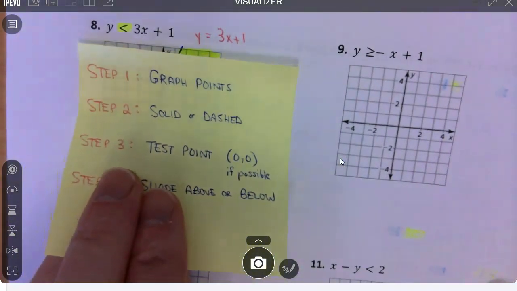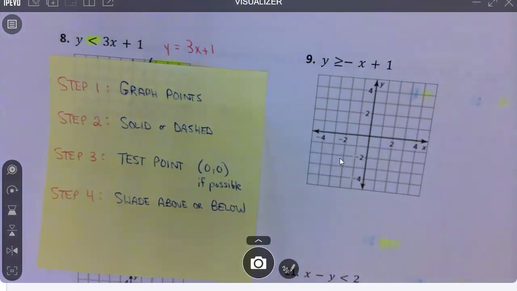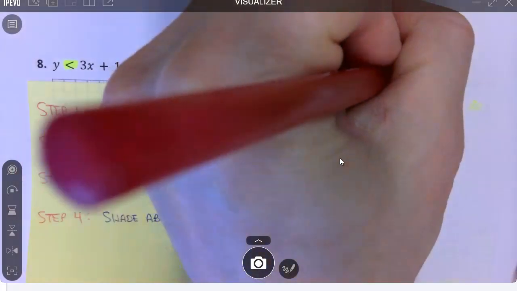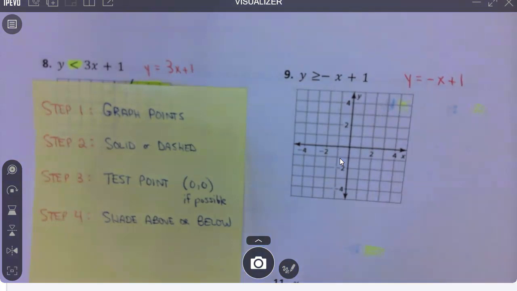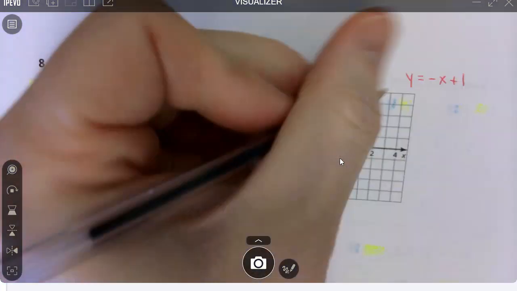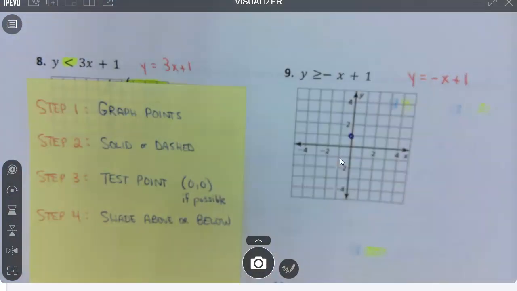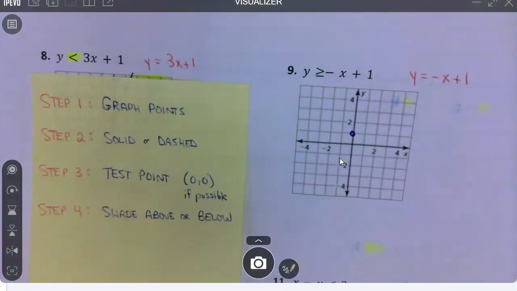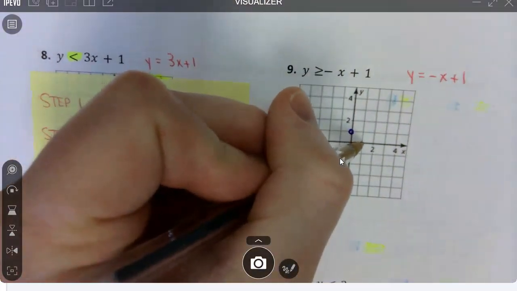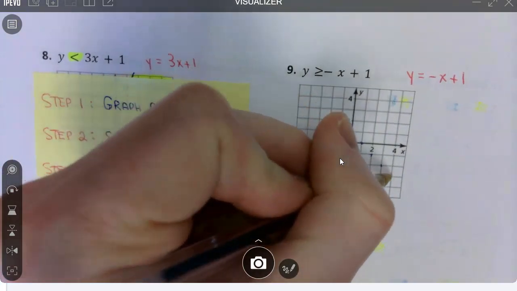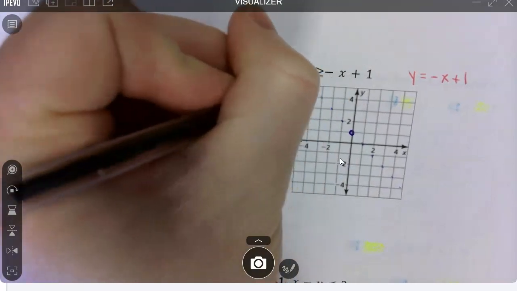And I'll keep my rules right here so we can follow those. And I'm going to treat this as y equals negative x plus 1. Because now I look at that and I say, okay, y-intercept at 1, a slope of negative x. Well, that means negative 1x or negative 1. My slope is negative 1. So down 1, right 1, down 1, right 1, and I keep going. Or I can go the other direction, up 1, left 1, up 1, left 1.